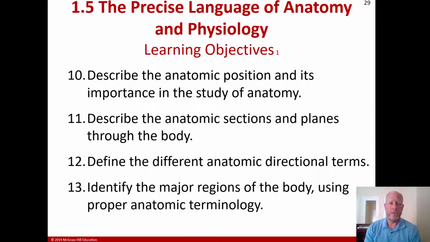All right, we're going to talk about section 5 of chapter 1 for A&P now. And the learning objectives for this particular section of chapter 1 start with the 10th learning objective, describing the anatomic position and its importance in the study of anatomy. We must be able to describe the anatomic sections and planes throughout the body, and describe the different anatomic directional terms, and identify the major regions of the body using proper anatomic terminology.